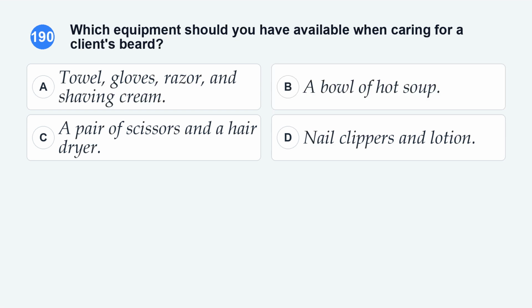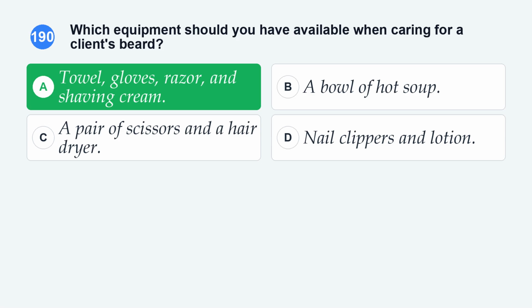Question 190. Which equipment should you have available when caring for a client's beard? Option A. Towel, gloves, razor, and shaving cream. Option B. A bowl of hot soup. Option C. A pair of scissors and a hair dryer. Option D. Nail clippers and lotion.